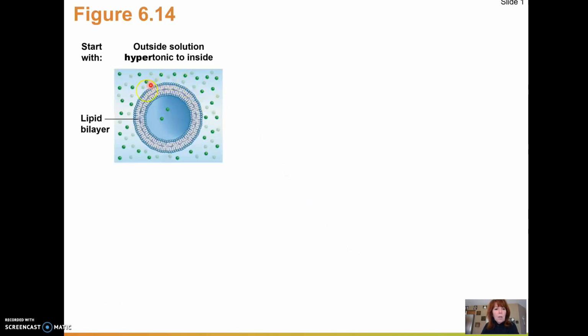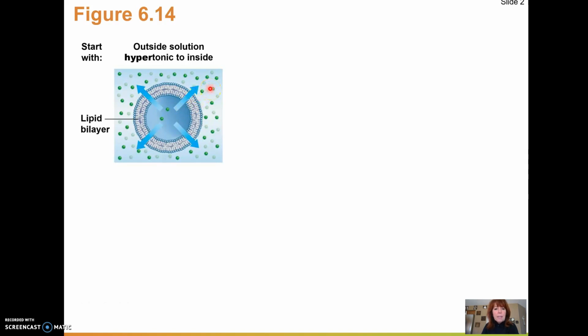If you put a cell, and this represents a cell here, the phospholipid bilayer, into a solution that is called hypertonic, what that means is that the number of any given particle on the inside of the cell is lower than what's on the outside of the cell. So you can see lots and lots of the green balls in that hypertonic solution. What will happen is there will be a movement of water from the inside to the outside. Because remember, there's lots of water in here, high concentration, less water out here.